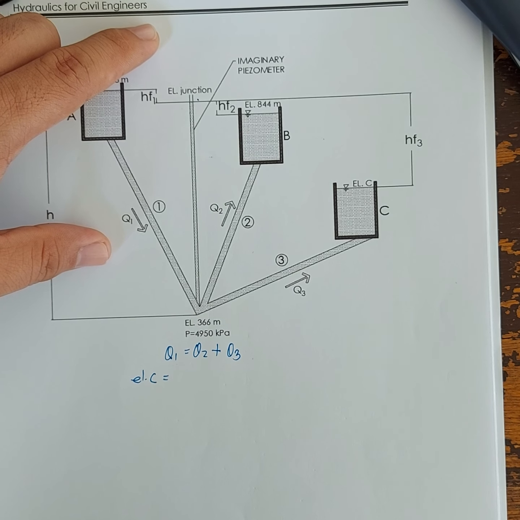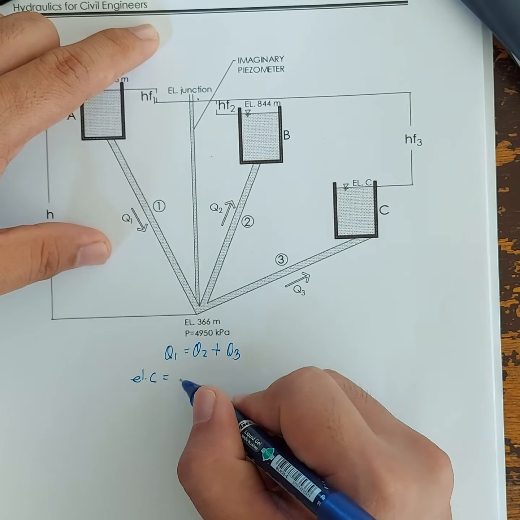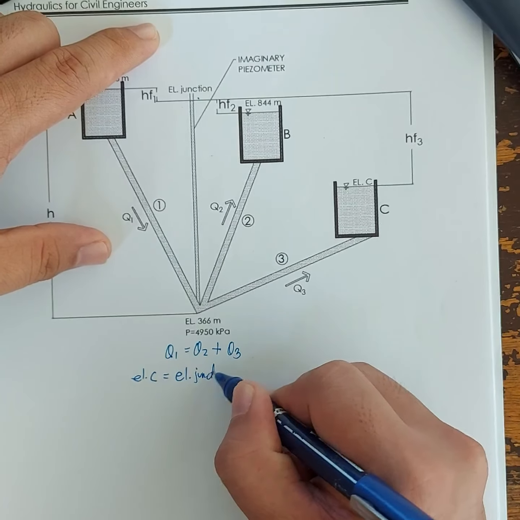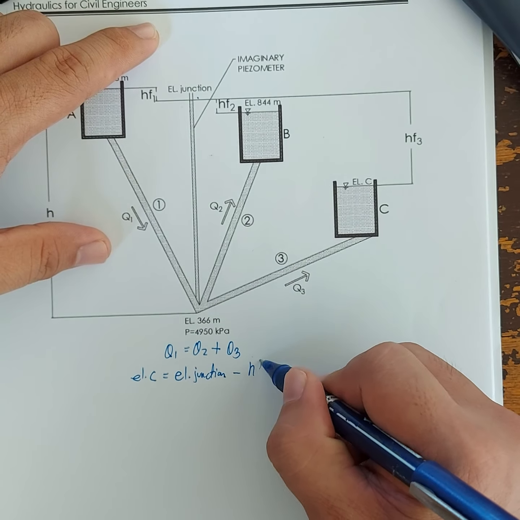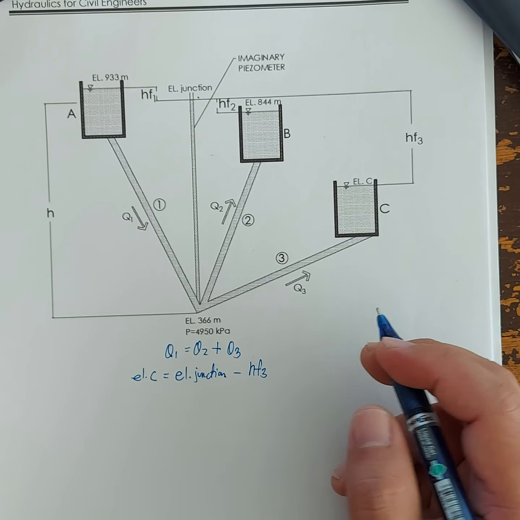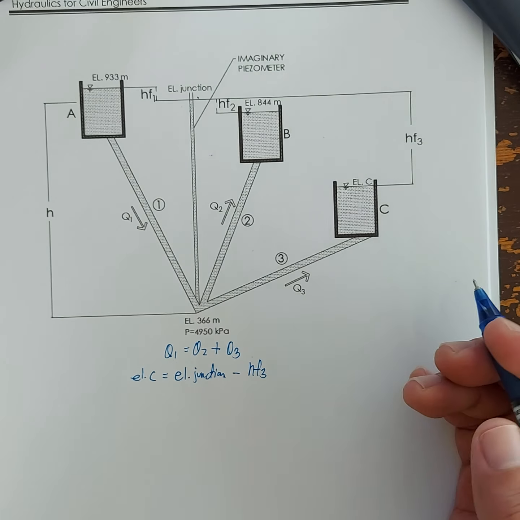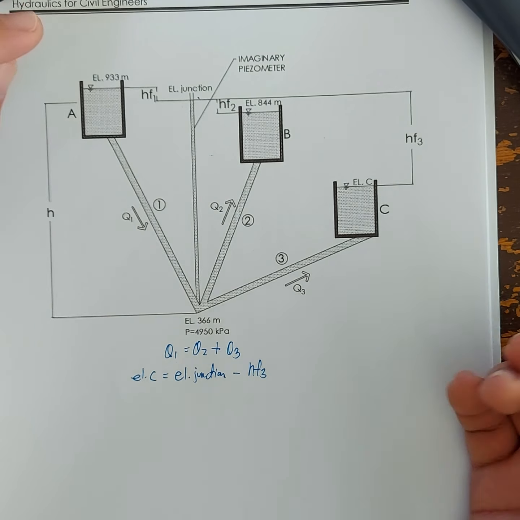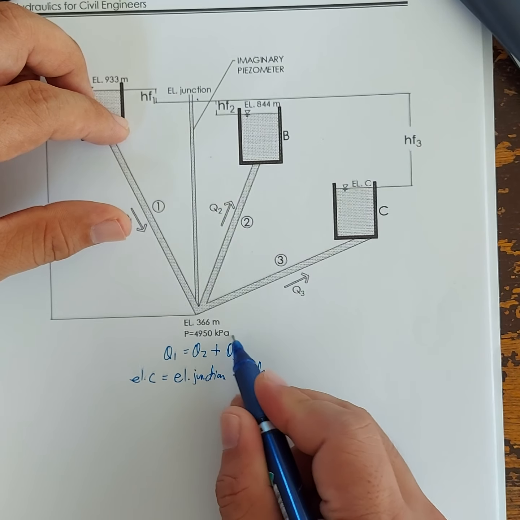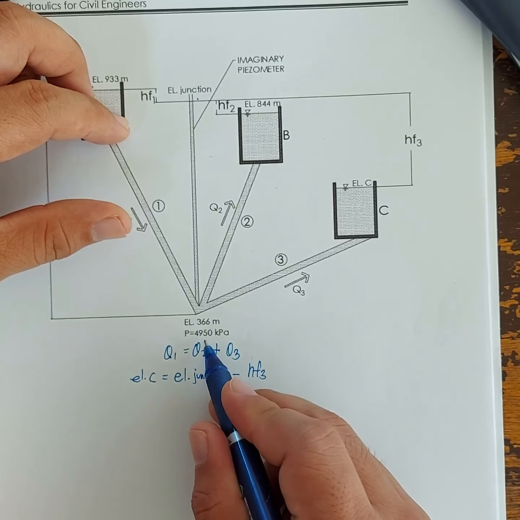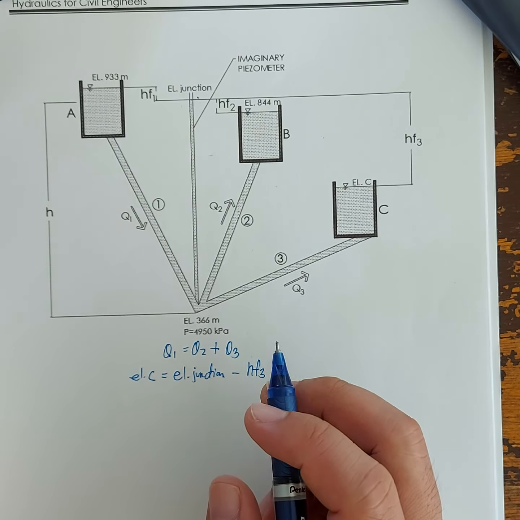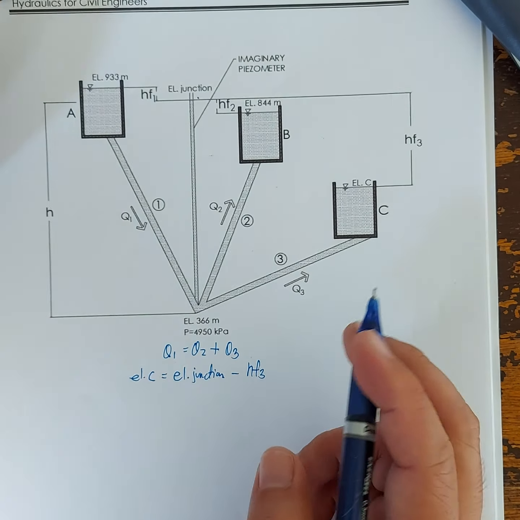So we need the elevation of the junction to solve for the elevation of C: the elevation of the junction minus the head loss of pipe 3. So we need the head loss in pipe 3, which again requires us to solve for the discharge in pipe 3. And to solve for the discharge in pipe 3, we need to solve for the discharge in pipe 2 and the discharge in pipe 1.